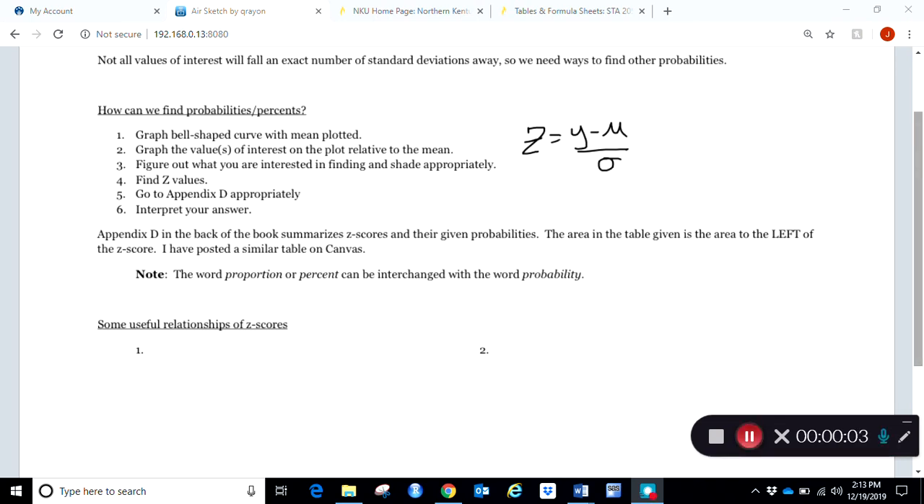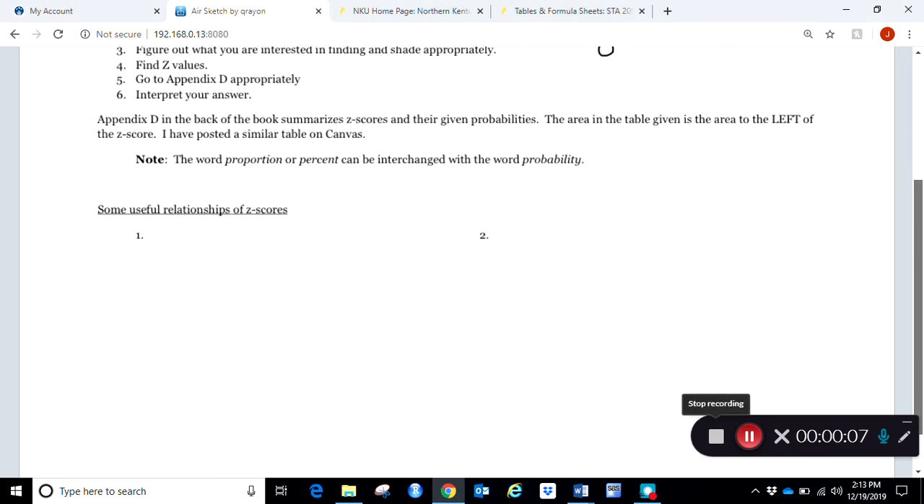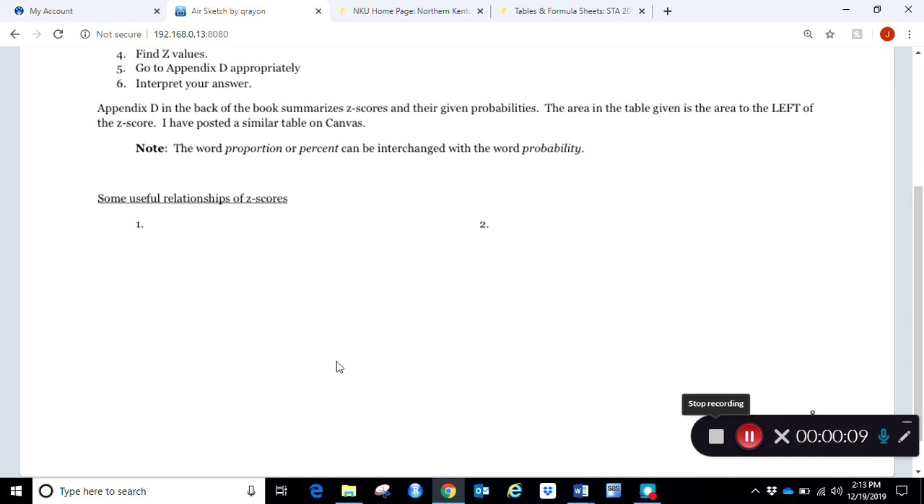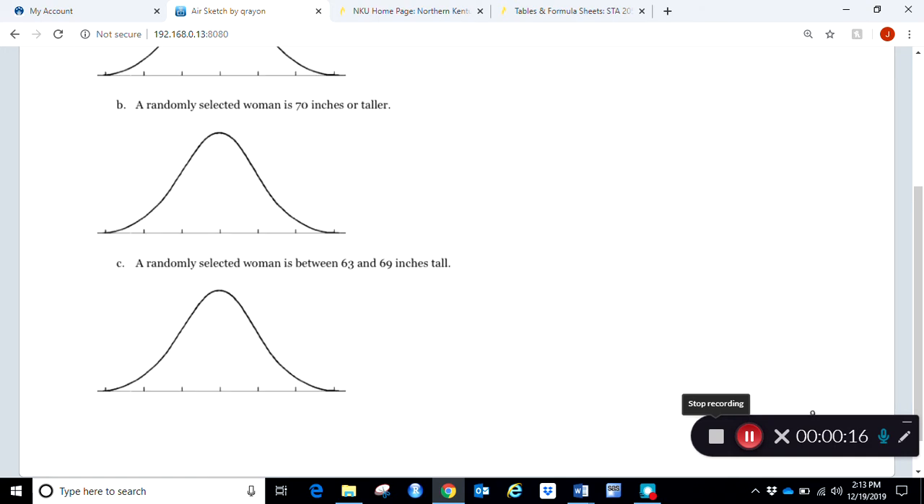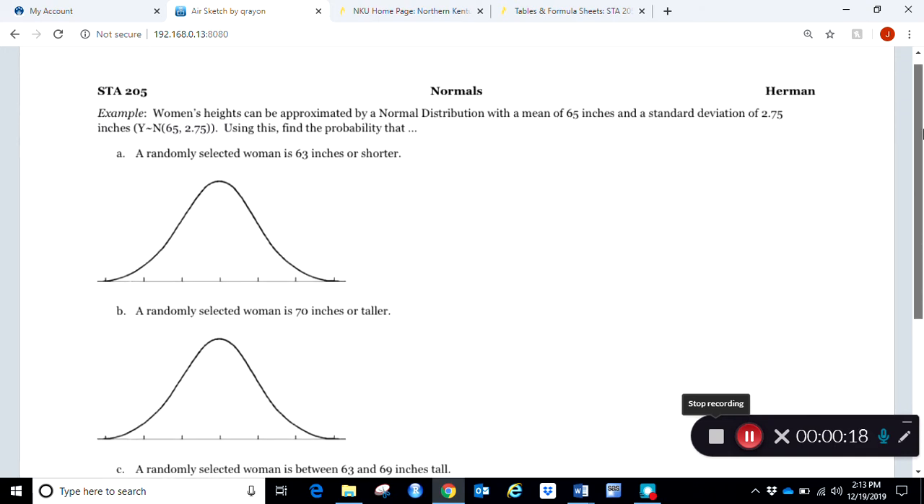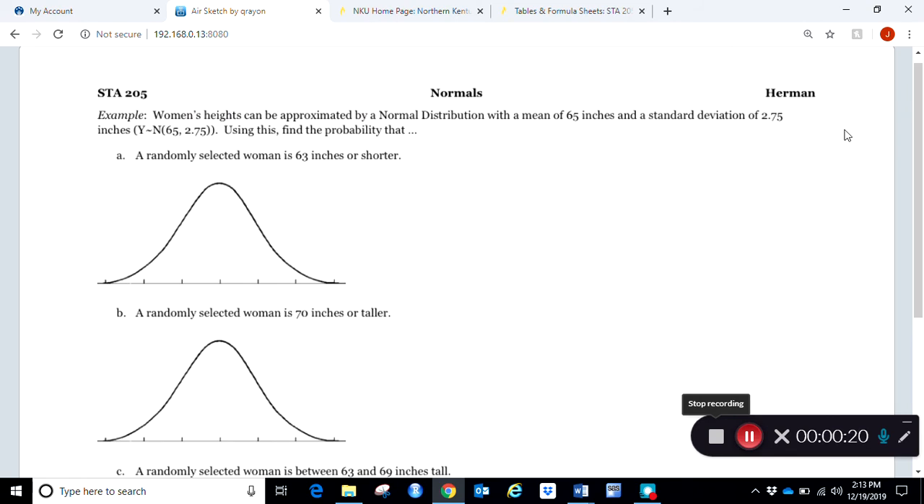So in this video, we're going to do the first example of finding a probability. First, I'm actually going to be skipping the rest of this page as we're going to fill in these useful relationships when they're most applicable to the problem that we're doing. So we're going to dive in and do example A in this video.